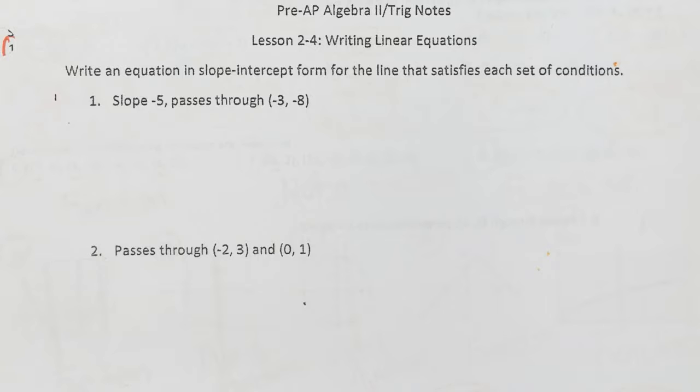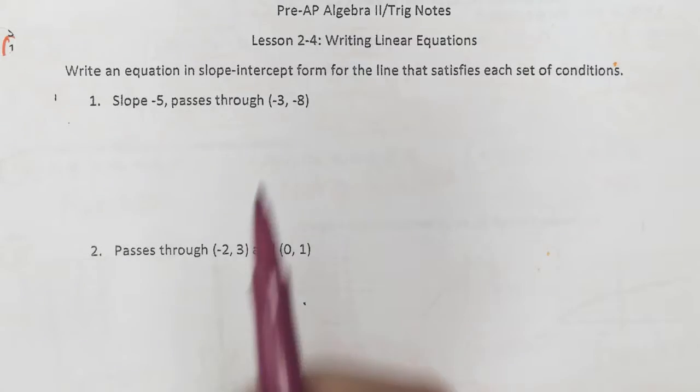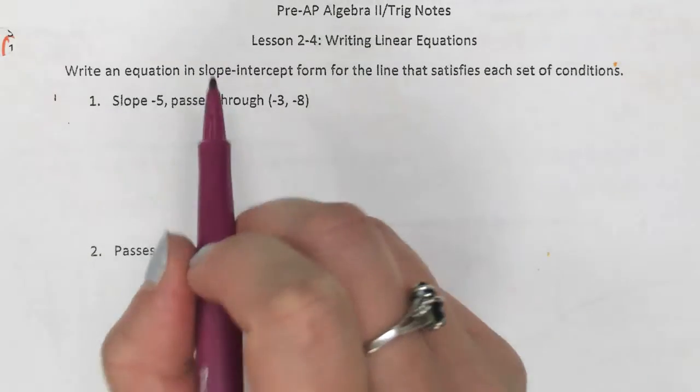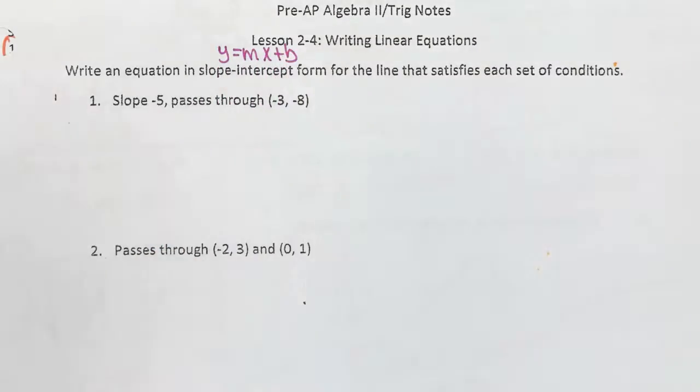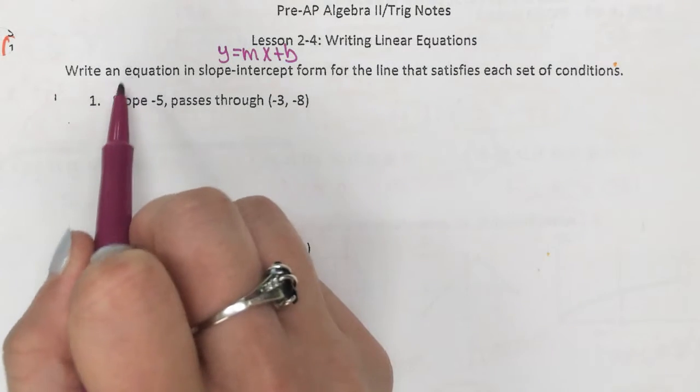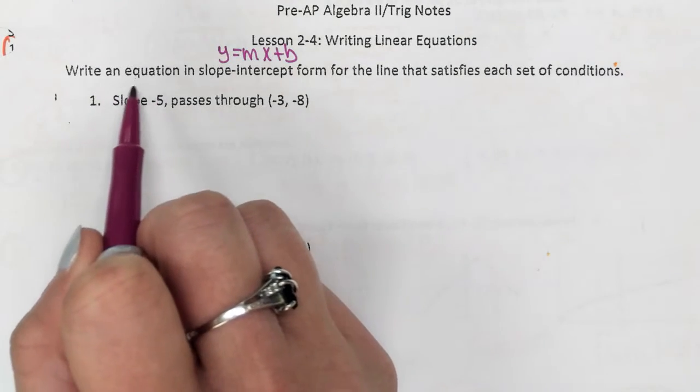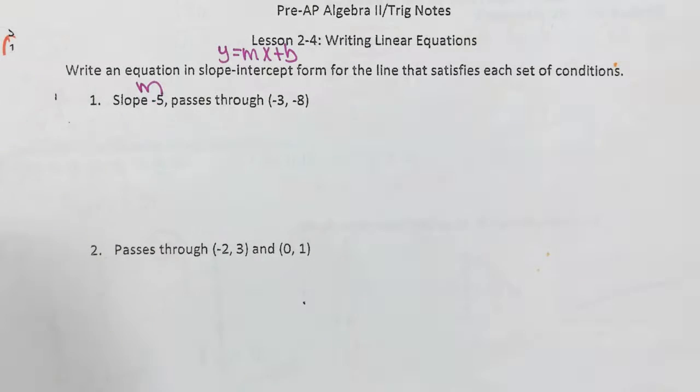Right, you ready on number 1? Still okay? Alright, so it says write an equation in slope-intercept form. Guys, what was slope-intercept form? Yeah, there you go. Alright, and so in number 1, they give you slope equals -5. What does that mean? What letter does that stand for? What letter is this? That's the M. There you go.